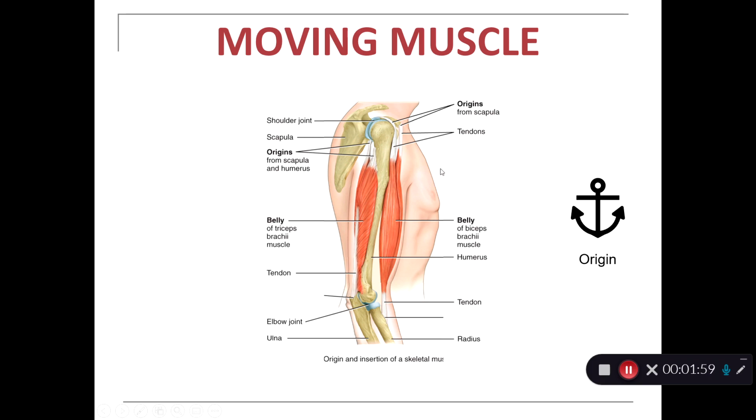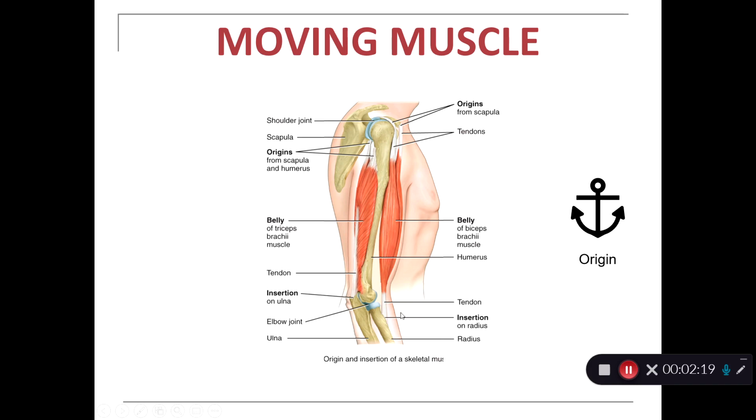Origin is the part of the muscle, or where that tendon is inserting into a bone, that will not be moving. In this case, we're moving our elbow joint down here. This joint and where these origins are stationary. They do not move. They are your anchor.